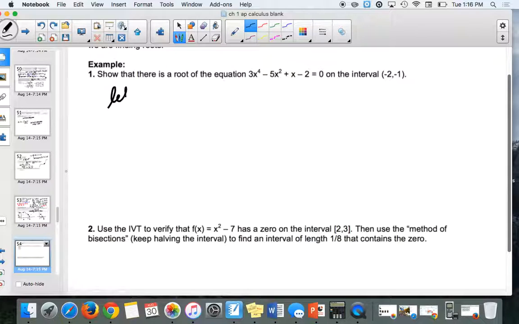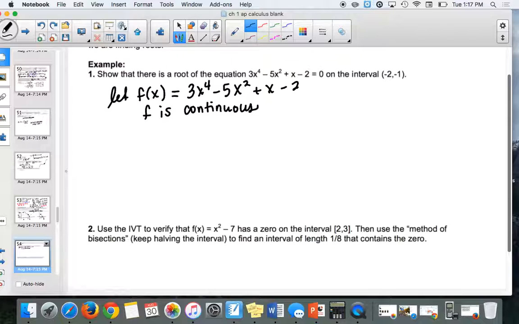All right, so the first thing we have to do is define a function, because I don't want to talk about f of -2 and f of -1 without ever saying that I have a function f of x. Do you guys see how there's no f of x in our original? So we have to say let f of x equal 3x to the fourth minus 5x squared plus x minus 2. Is that a continuous function? There's never a place where it's undefined, right? A denominator or anything, square roots. So yeah, f is continuous everywhere. So we can draw it without lifting a pencil.